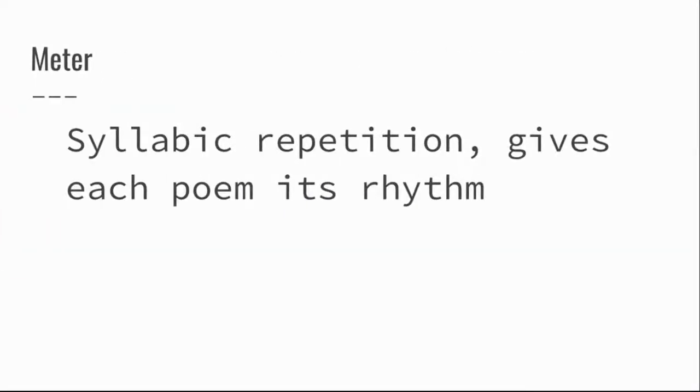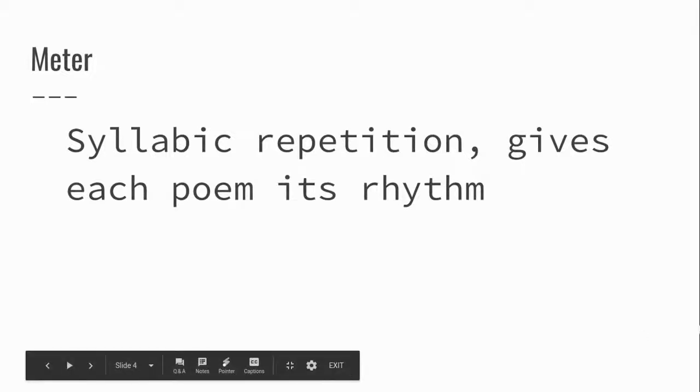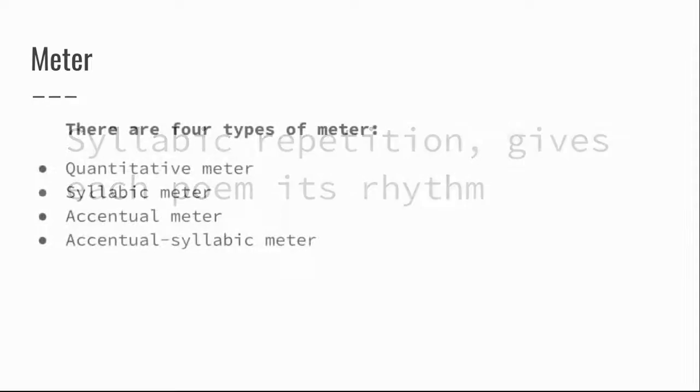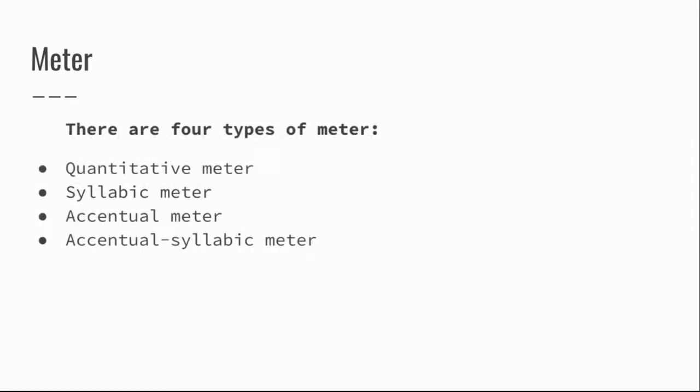A poem's rhythm is defined by the meter that it uses, and we're going to be talking about the different types and kinds of meters that we could have in a poem. So, poetic meter can be categorized into four basic types, and they are quantitative, syllabic, accentual, and accentual syllabic. We're going to be talking about these four.